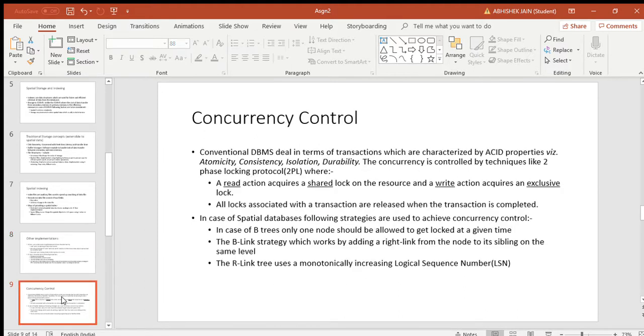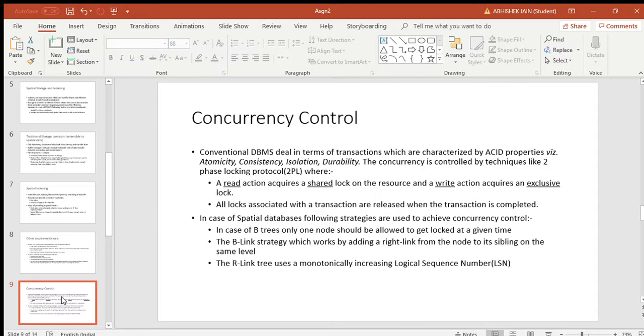Now let's talk about the concurrency control measures. We know that conventional DBMS deals in terms of transactions which are characterized by ACID properties, namely the atomicity, the consistency, the isolation, and durability. The concurrency is controlled by techniques like two-phase locking or the 2PL protocols, where a read action acquires a shared lock on the resource and a write action acquires an exclusive lock.